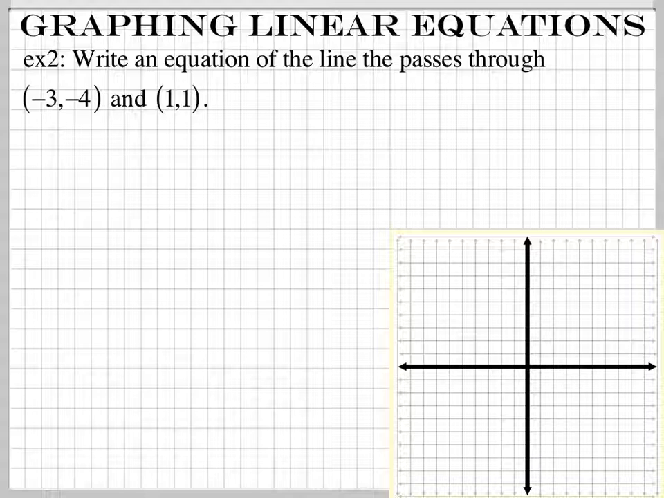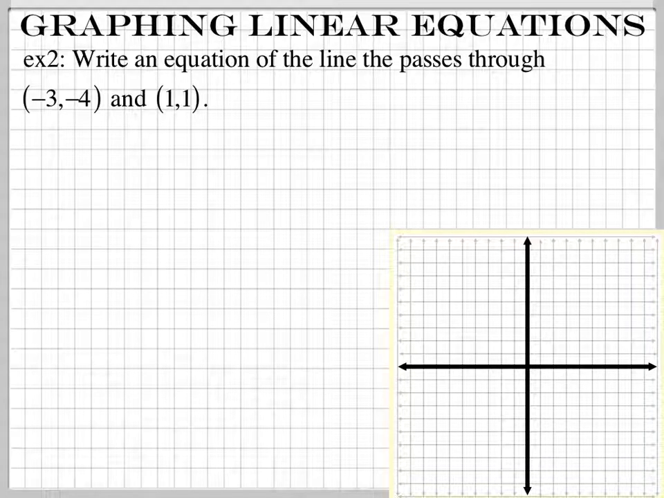Write an equation of a line that passes through these two points right here. Now, the easiest form to use in order to write an equation is slope-intercept form. No. Point-slope form, because all you need is a point and a slope. Do we have a point? Yes, Mr. Patey. In fact, we have 2 points.